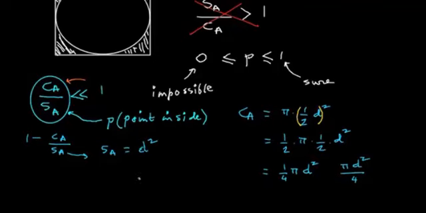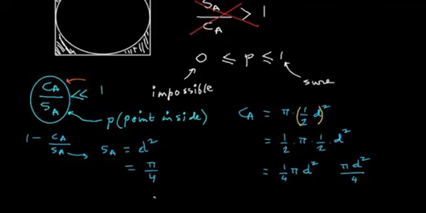So the moral of the story is, no matter how big the circle or the square is, for every square and circle of this nature, such that the circle is inside the square and just touches the square, the probability is always going to be pi over 4. There's 1 minus 1/4 pi.